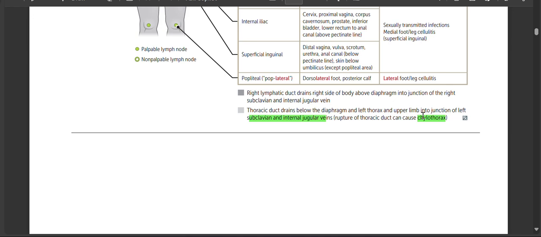What's the name of the vessel into which the chylomicrons drain so that they can reach the lymphatic system? The thoracic duct? No, they're actually called the lacteals.